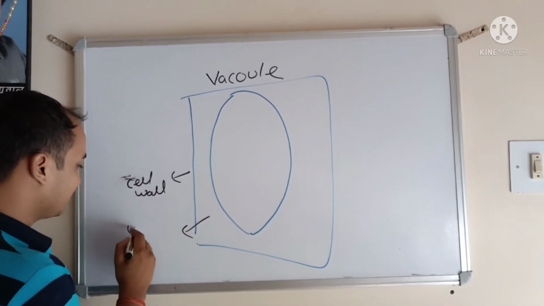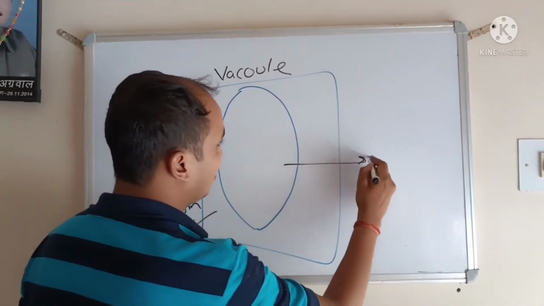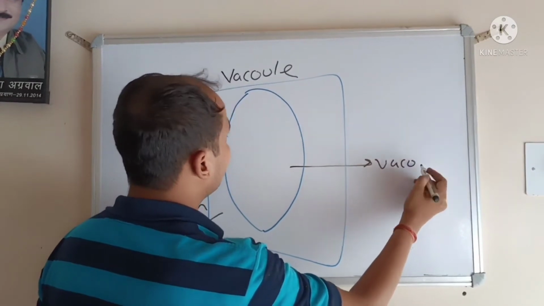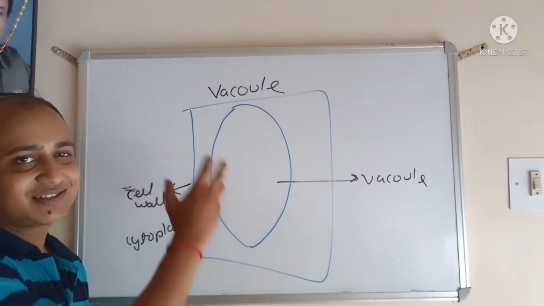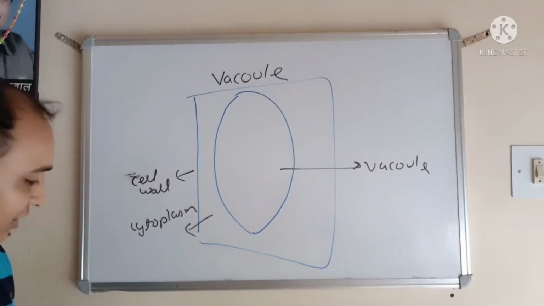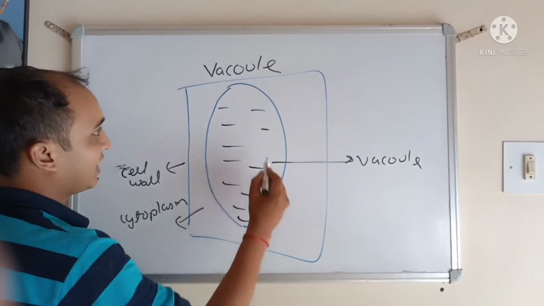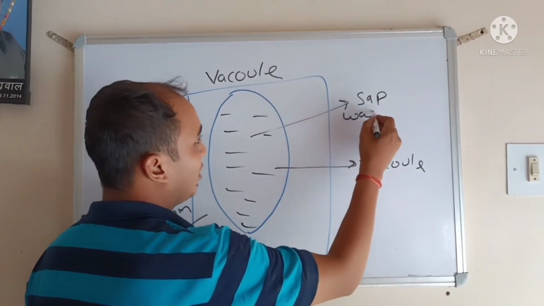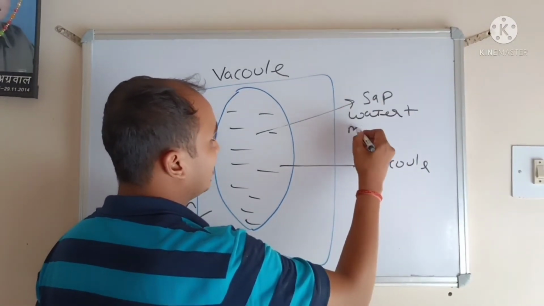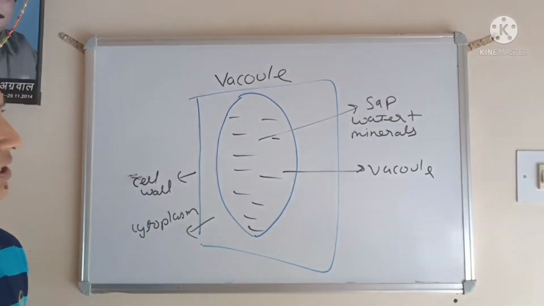This is cytoplasm, and this is vacuole. This is vacuole in plant. So vacuole in a plant is a big one, centrally located one. And what does it contain? The vacuole contains sap. Sap means what? Sap means water plus minerals.